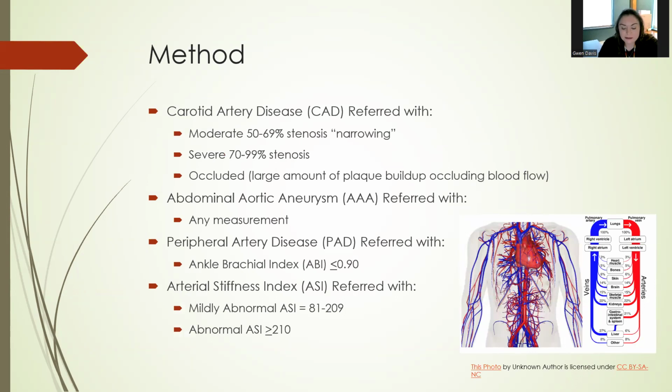Result values that warrant follow-up are those with moderate to severe narrowing of the arteries, or those with large amounts of plaque buildup that could affect blood flow. Any size aortic aneurysm is referred to the healthcare provider immediately. Those participants who have abnormal ankle brachial or arterial stiffness indexes are referred as well.